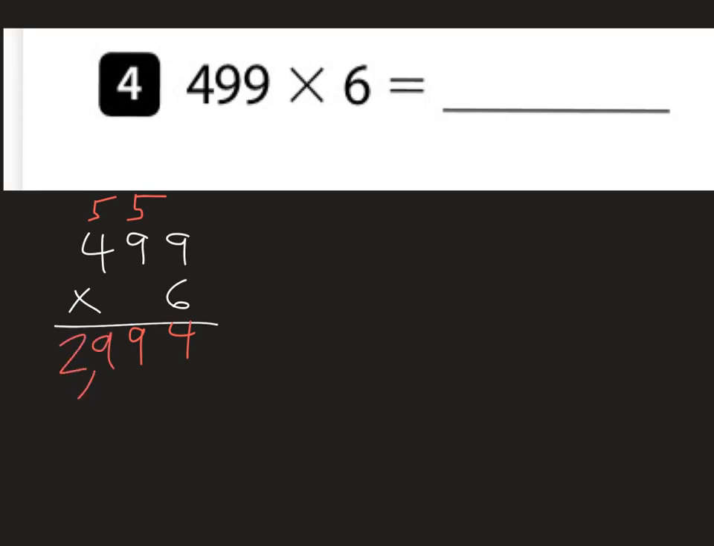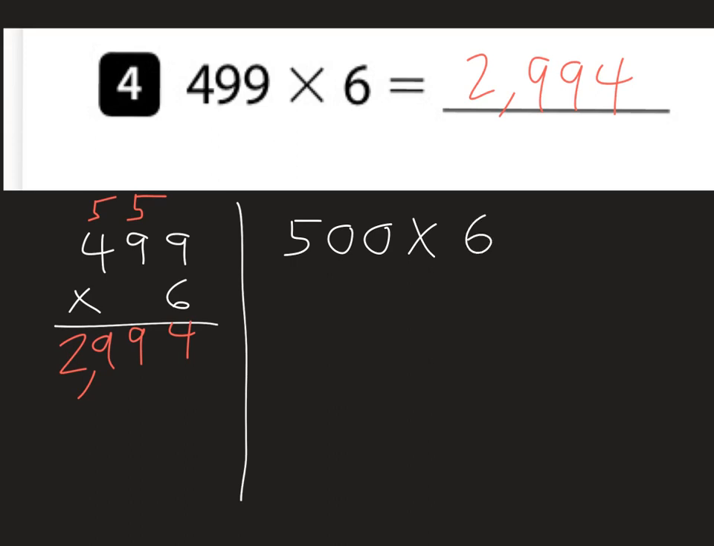So our product of 499 times 6 would be 2,994. Alright, now I want to show you how I would do this mentally. If I see this problem right here, I know 499 is one less than 500. So in my head, I would do 500 times 6.